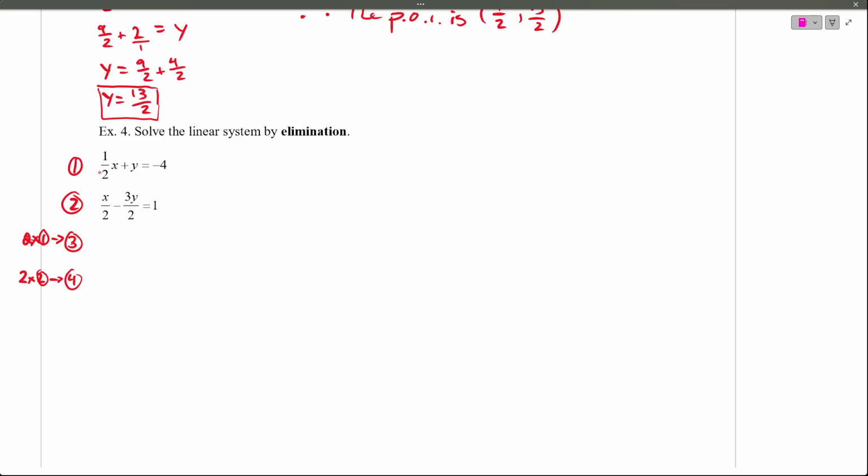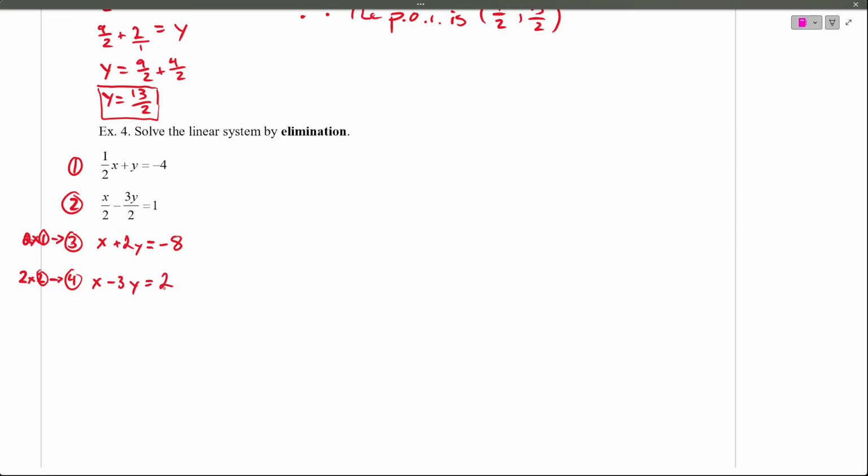All right, so let's see this. So 2 times 1/2, that's just 1. So that's just going to give us x. Plus 2 times 1, that gives us 2y, equals 2 times -4, which gives us -8. All right, on the bottom, that 2 goes away. So 2 times 1/2, that gives us 1. So that's just going to be x. And then minus the 2 times this, the 2's are going to cancel out. So we end up with -3y equals 2 times 1, which is just 2.